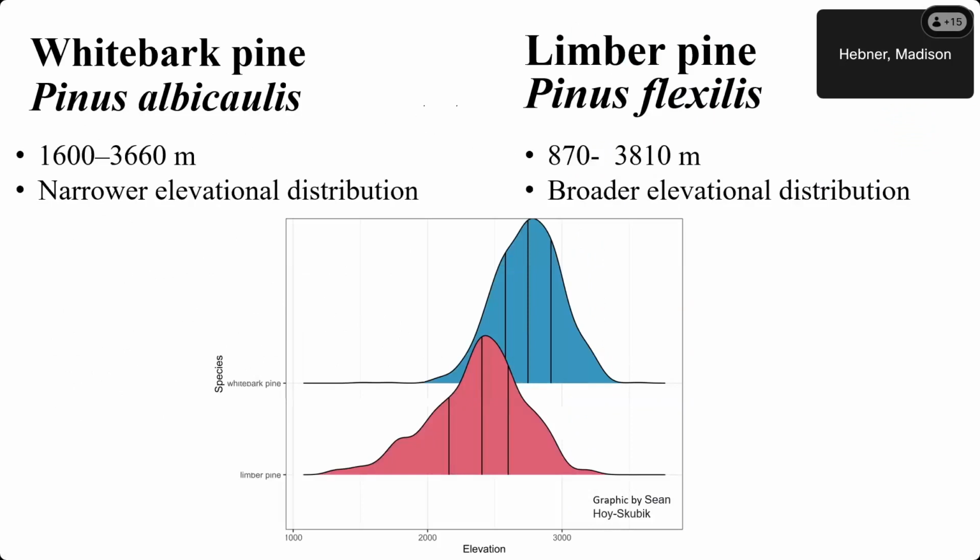So whitebark pine, as previously mentioned by Danielle, occupies a narrower distribution elevationally, between 1,600 and 3,600 meters, while limber pine occupies a broader elevational gradient, about 870 to 3,800 meters. In the Greater Yellowstone ecosystem specifically, whitebark pine has been documented at higher elevations, while limber pine has been documented at lower elevations and in this broader elevational gradient. You can see on this graph by Sean Hoyes-Cubic from FIA data that the whitebark pine elevational gradient is much more squished, indicating higher elevation, while the limber pine is more broad.